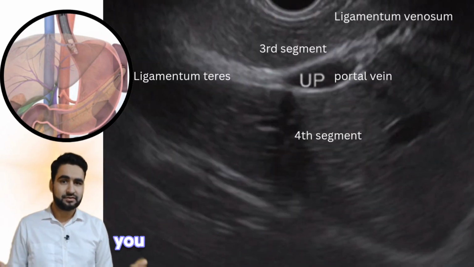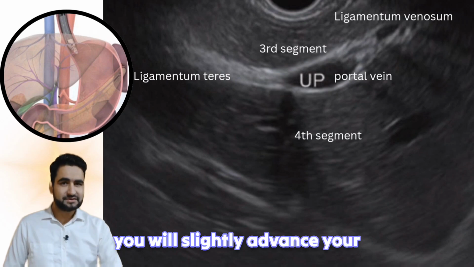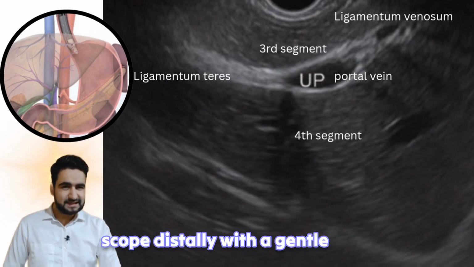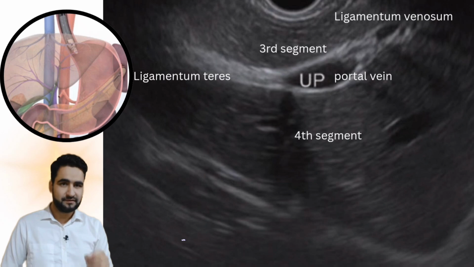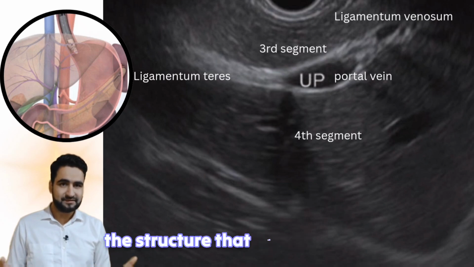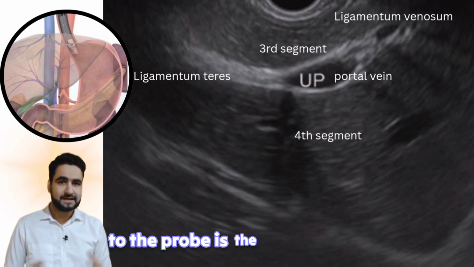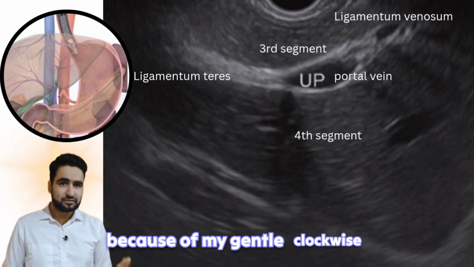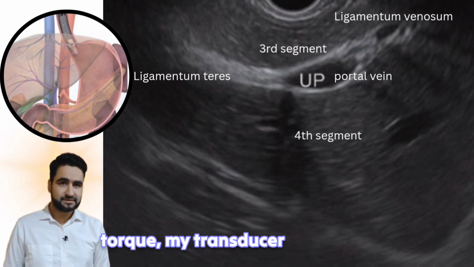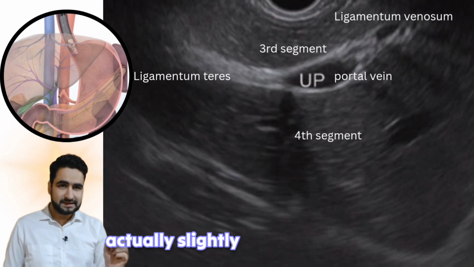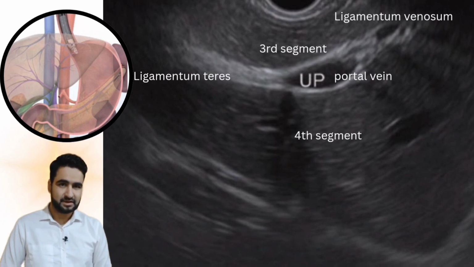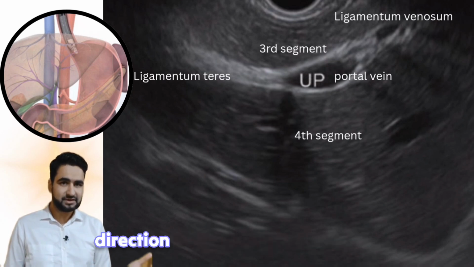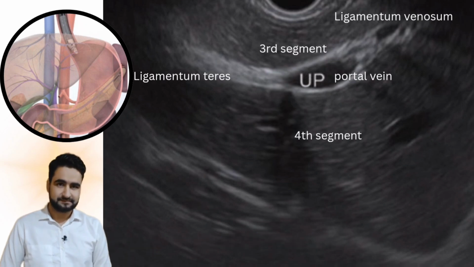After this, you will slightly advance your scope distally with a gentle right torque. With this movement, the structure that will be closest to the probe is the inferior part of left lobe, that is third segment of liver. Because of my gentle clockwise torque, my transducer position is actually slightly facing towards right. So at this point, direction of acoustic waves will be rightwards and anteriorly.